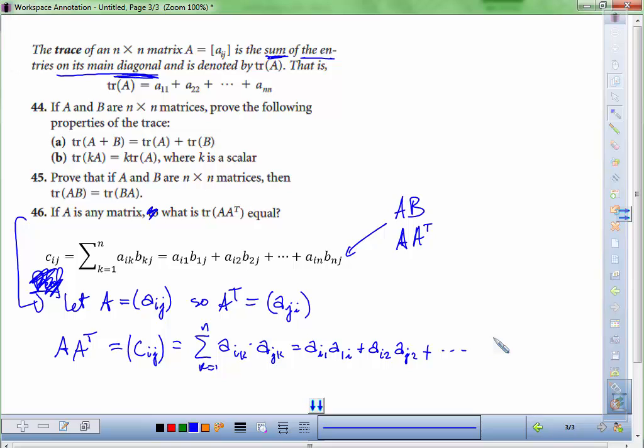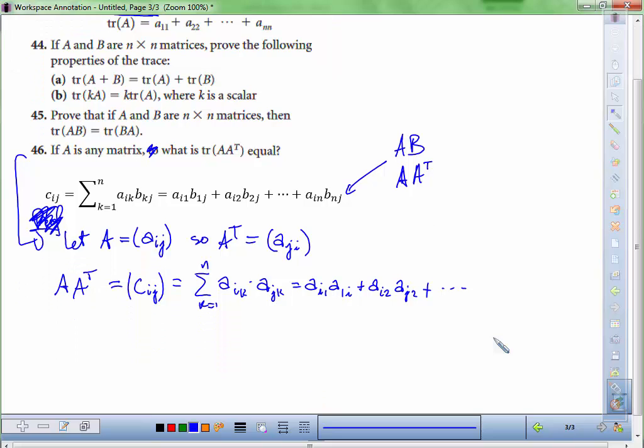Okay, so we're looking for the trace of this. All we're really concerned about is when the i and the j are equal, right? So the diagonals are C_ii. Let's figure out what C_ii is. It's looking at the indices and making the j into an i.